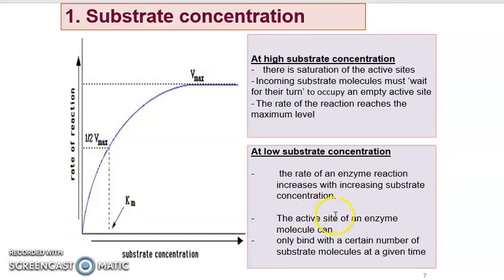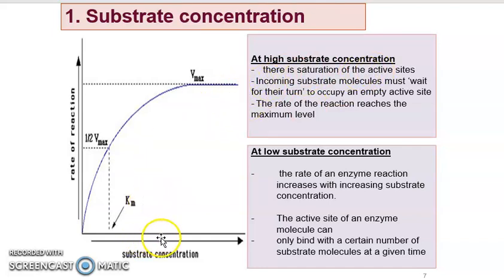Okay, and then the active site of an enzyme molecule can only bind with a certain number of substrate molecules at a given time. Okay, so maksudnya active site of enzyme ni cuma boleh bind kepada substrate with a certain number of substrate molecules at a given time. Okay, but what happens at high substrate concentration? There is saturation of the active site.